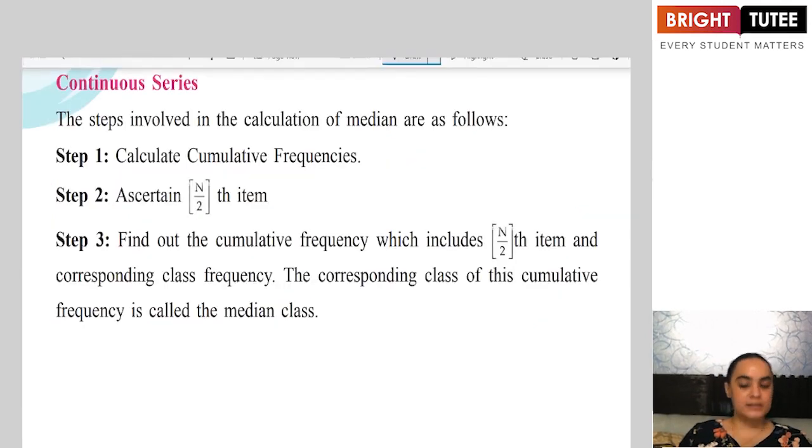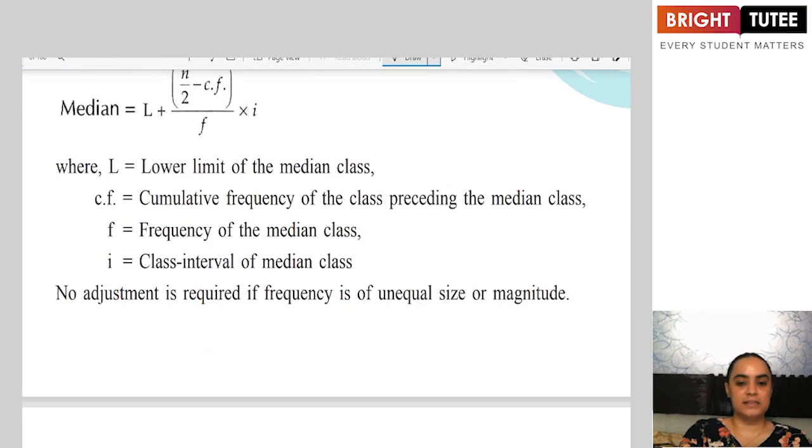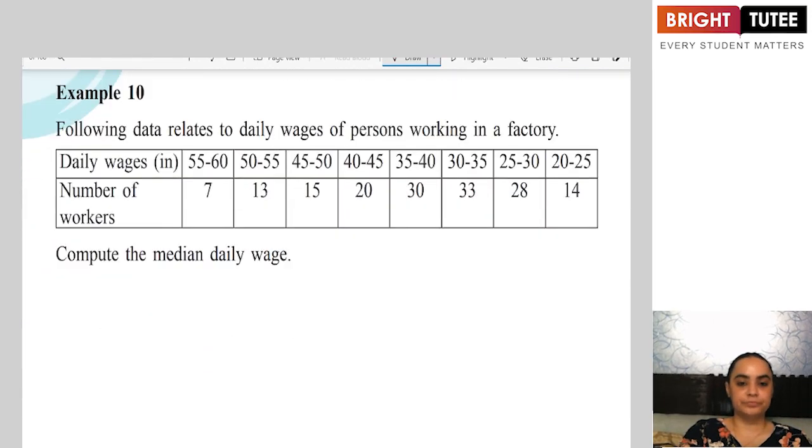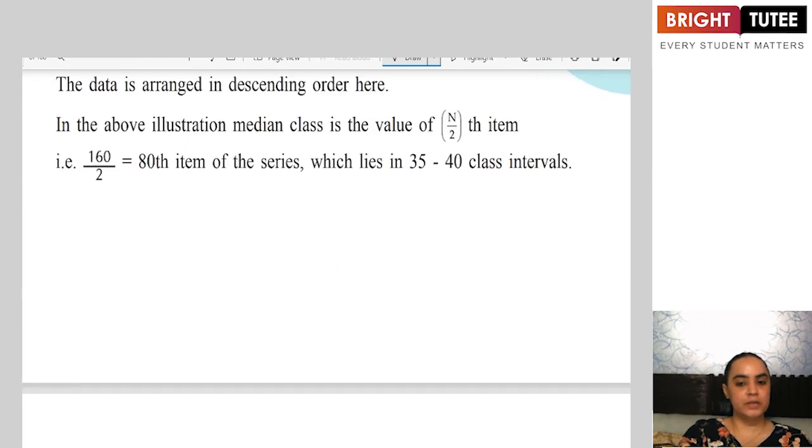Let us look at the example. I have explained the steps. Let us look at the example. This was the data which was given to me.